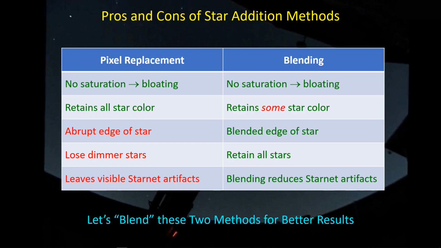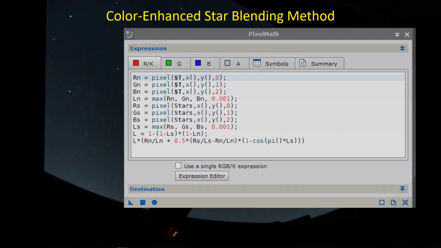Is there some way of putting these two methods together so that I can get all of my star color, or at least most of my star color, and all of the benefits of the blending process? So let's talk about the color enhanced star blending method.